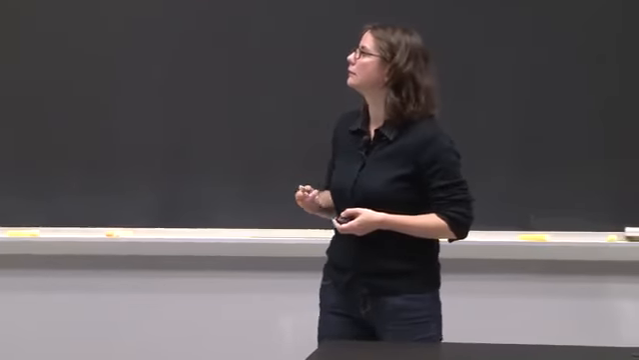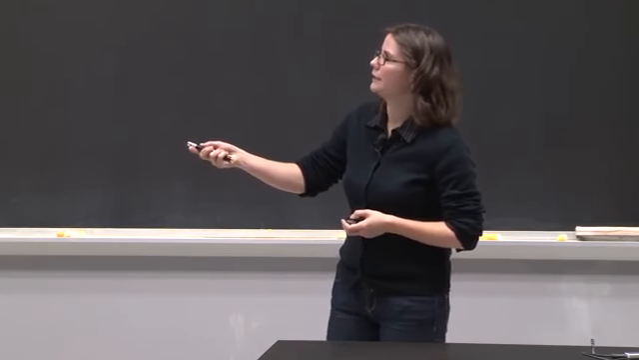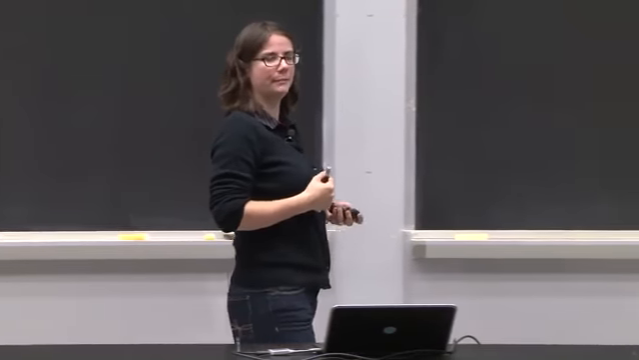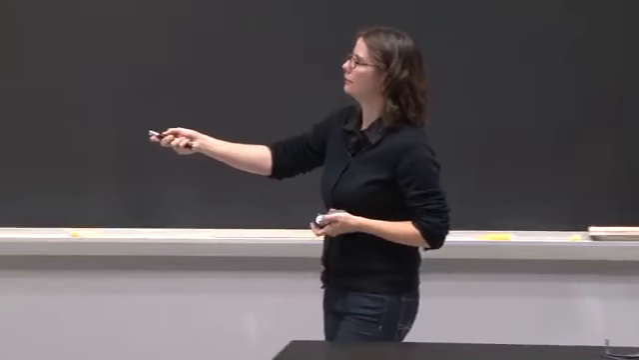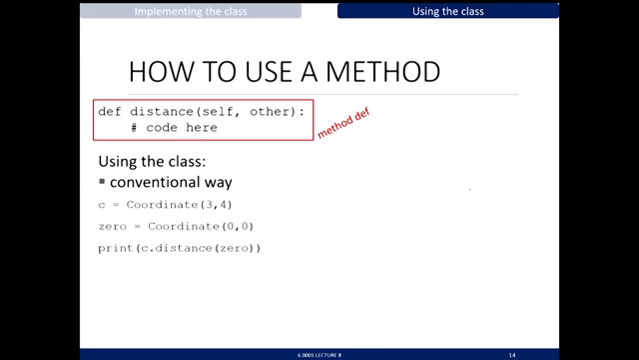Now, how do we use it? Let's assume that the definition of distance is up here. I didn't include the code, but really, all you need to know is what it takes. It takes a self and an other. So when you want to use this method to figure out a distance between 2 coordinate objects, this is how you do it. In the first line, I create 1 coordinate object. In the second line, I create another coordinate object. The first one is named c. The second one is named origin. These are 2 separate objects.